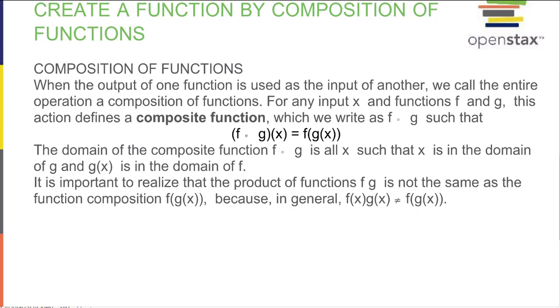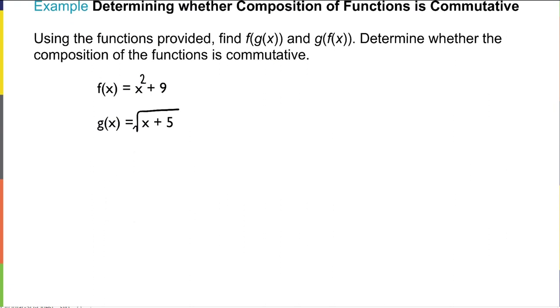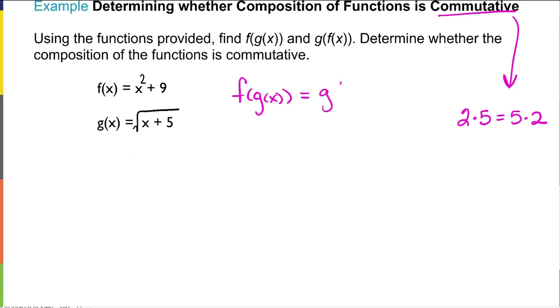Alright, so let's look at what these look like, just in case that sounded a little confusing. Look at this example. Determine whether the composition of functions is commutative. What that means is, can it be reversed? The commutative property, as an illustration: 2 times 5 is the same as 5 times 2. So what they want to know is, is f of g of x the same as g of f of x? That's what we're going to figure out.